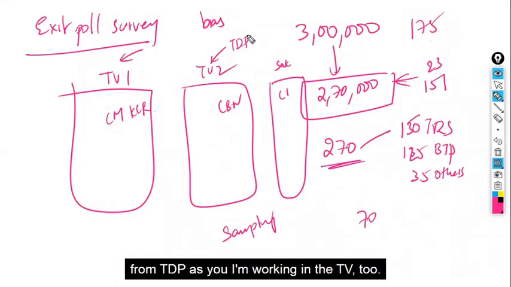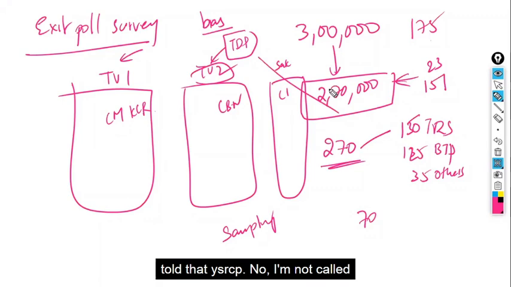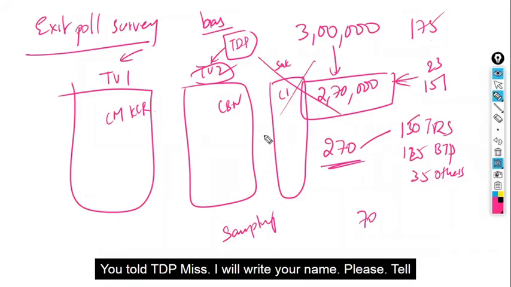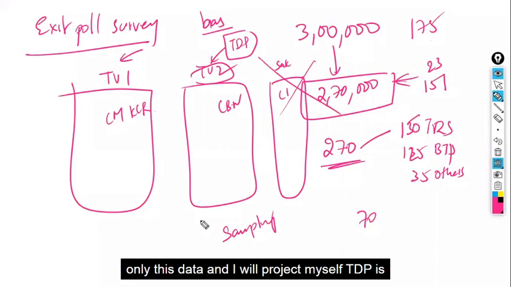For example, assume I am from TDP. I am working in TV2. I will ask you whom you have voted for. If you say YSRCP, I will not collect the data from you. Go away. If you say TDP, I will write your name. Please tell me your name and phone number, and I will write it. I will collect only this data, and I will project that TDP is the winner.